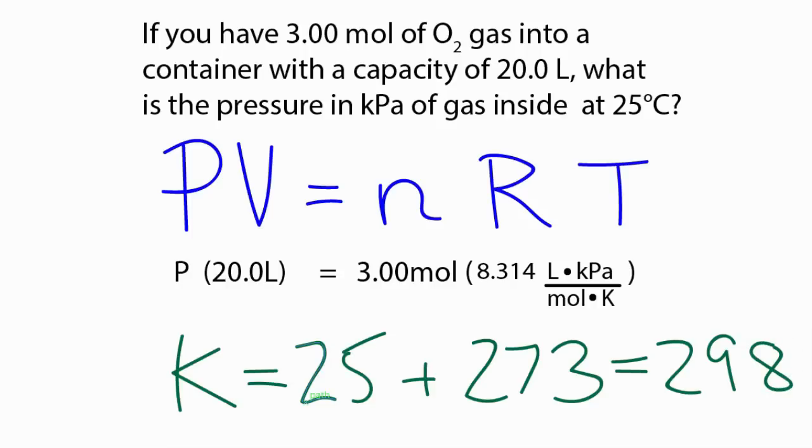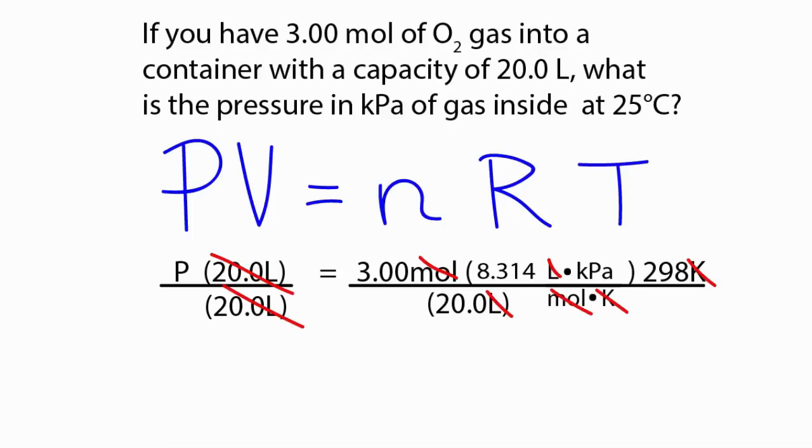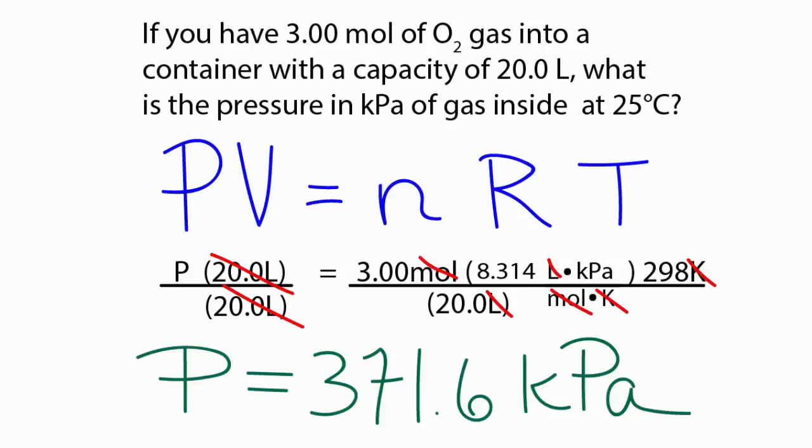And we can substitute that in the problem. So we divide each side by 20 liters, and then cancel everything out. Then we can multiply the top of the equation there and divide by 20, and that'll give us pressure in kilopascals. And we have our final answer.